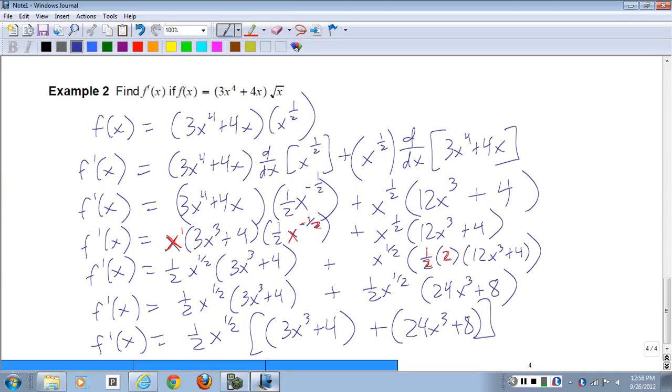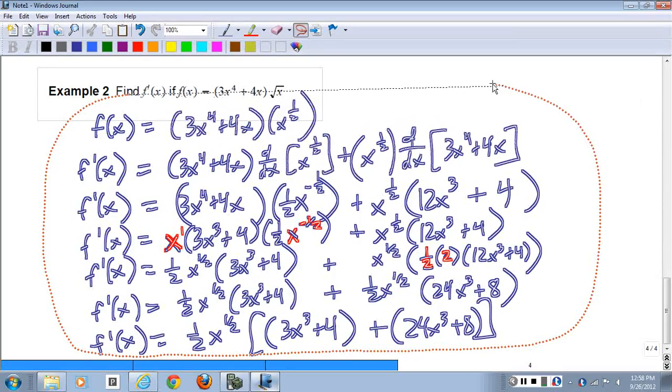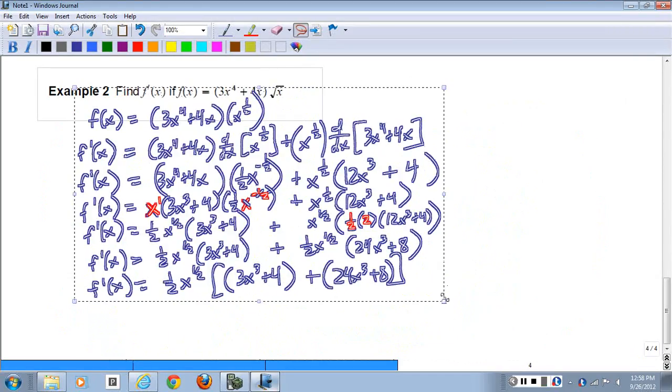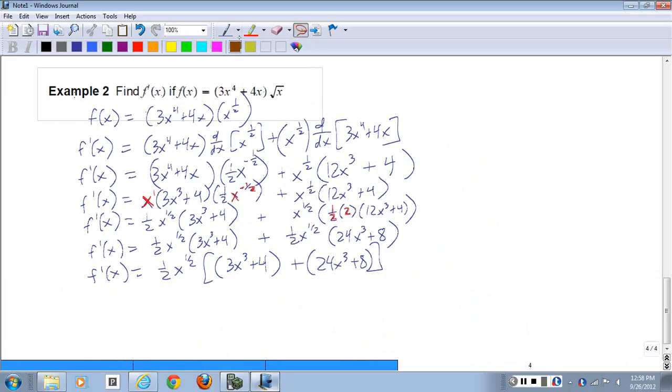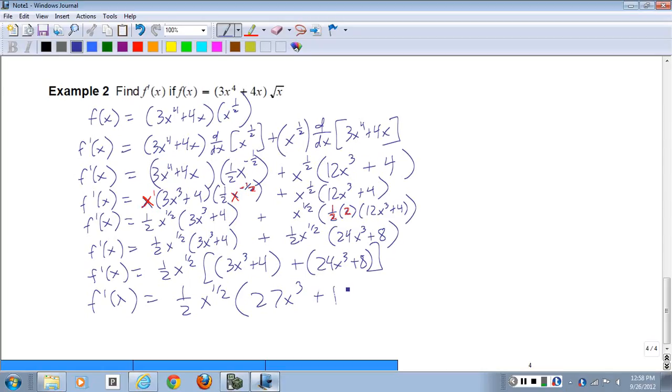And then factor 3 out of that. Can I catch it all? Maybe. So f prime of x equals 1/2 x to the 1/2 times 27x cubed plus 12. Should I factor out the 3? I mean, I factored out everything else. f prime of x equals 3 over 2, x to the 1/2 times 9x cubed plus 4.